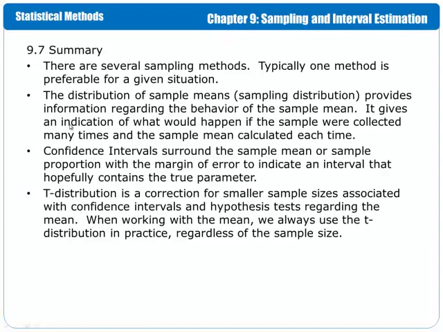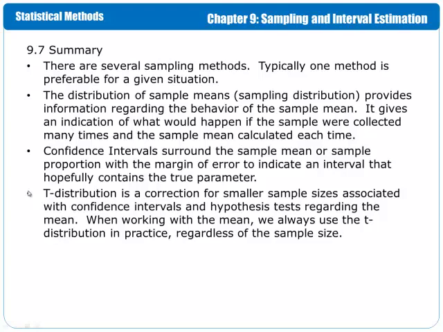So in summary, there are several sampling methods, and typically one method is preferable for a given situation. The distribution of the sample means, or the sampling distribution, provides information regarding the behavior of the sample mean. It gives an indication of what would happen if the sample were collected many times and the sample mean calculated each of those times. The confidence intervals surround the sample mean or sample proportion with the margin of error to indicate an interval that hopefully contains the true parameter.